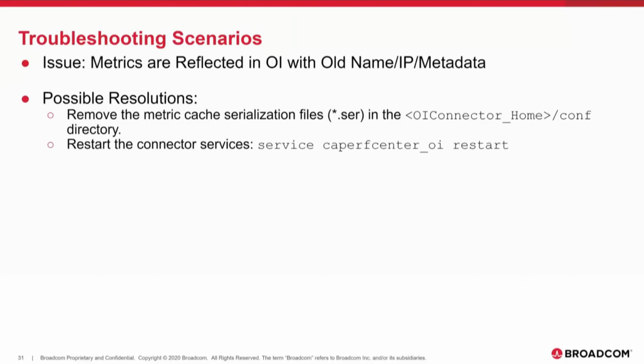Okay, if there's an issue in OI where metrics are reflected with an old name, IP, or metadata, I mentioned earlier that we cache that stuff so that we don't have to re-register it every time the connector is restarted. But there could be a situation where a device gets reconfigured, such that now that cached information is no longer valid. You can manually remove the metric cache from the connector, and there are files that end in .ser in the conf directory. If you remove those files and restart the connector, that will force a re-registration of all of that metric metadata.